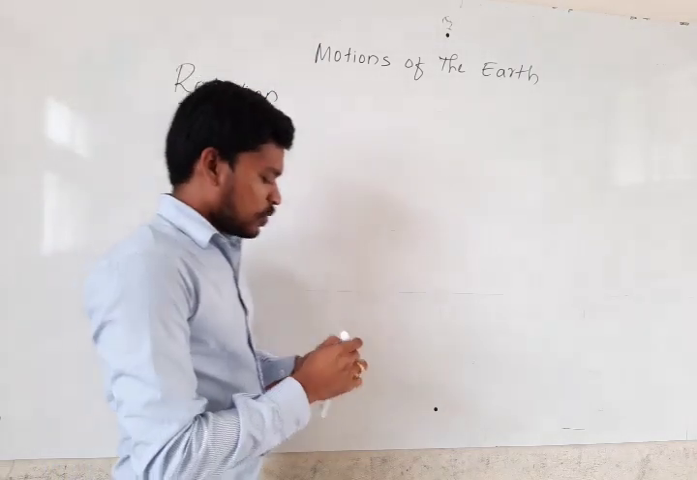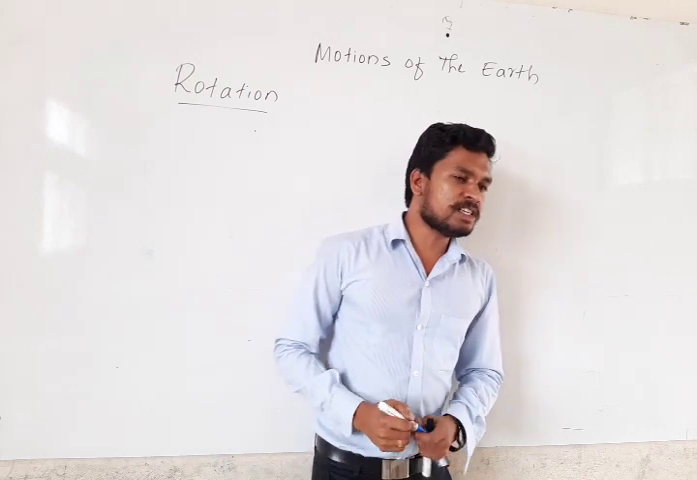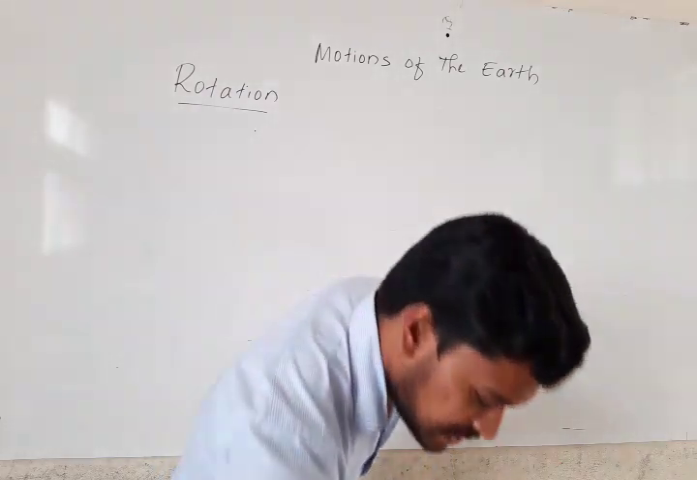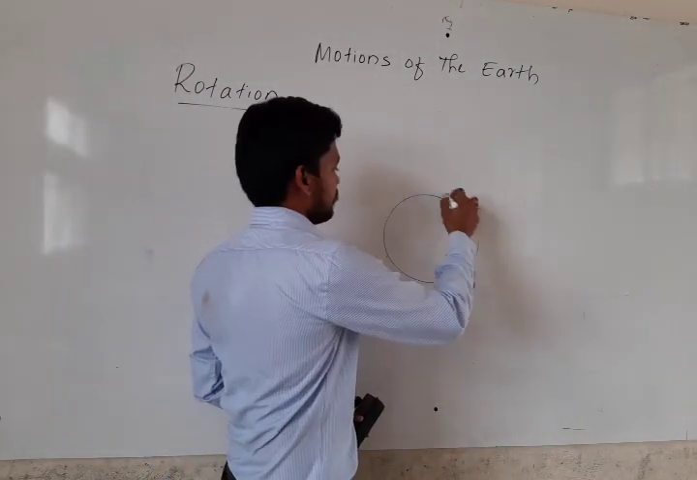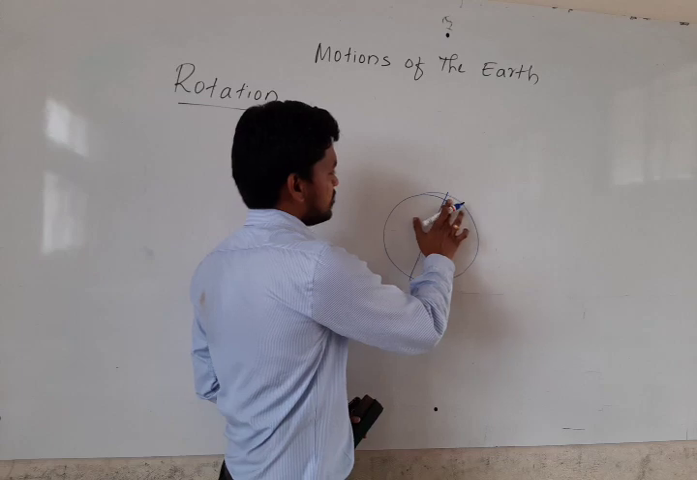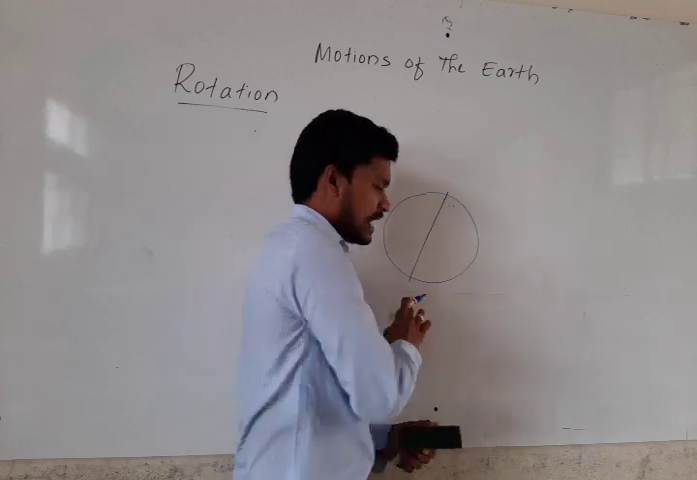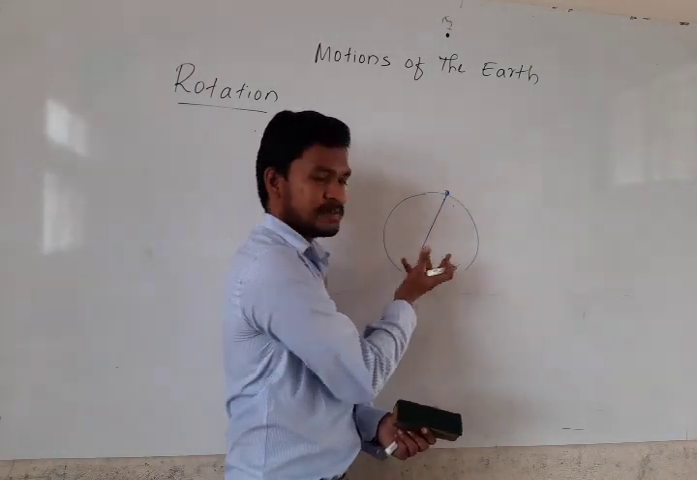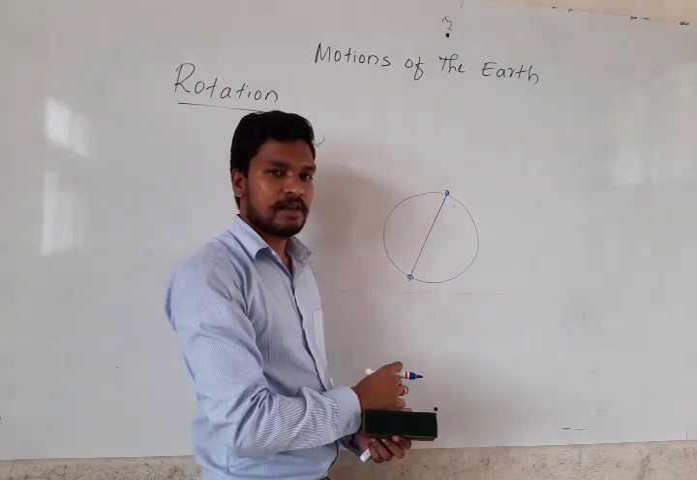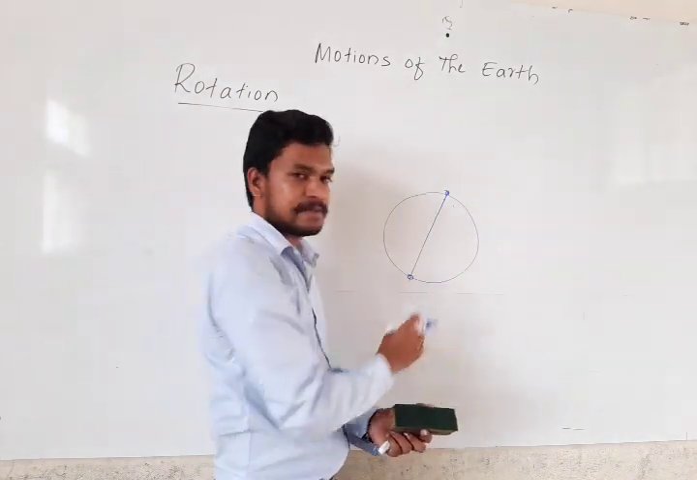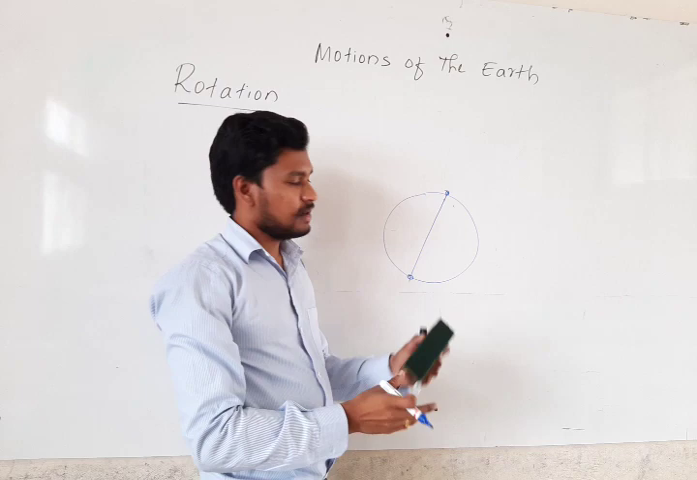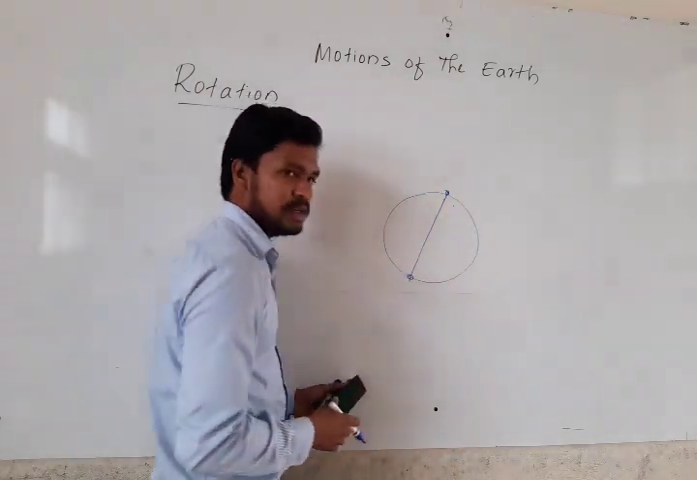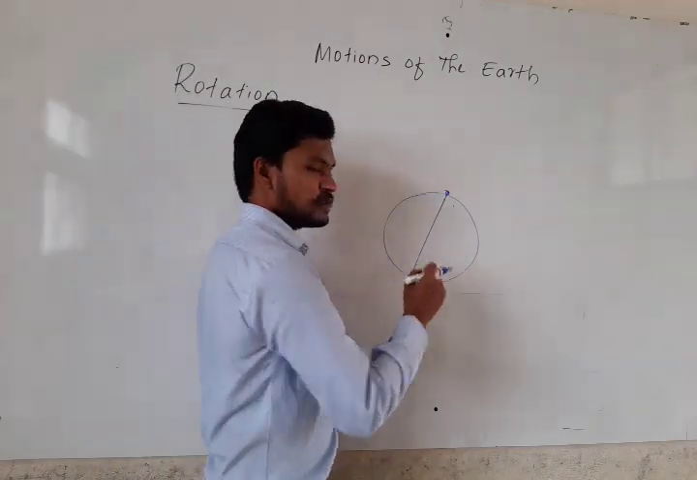Rotation. What is rotation? The movement of the earth on its axis. What is that axis? The axis is an imaginary line. Here we have the earth and its axis. Actually, this axis is not really there. We have the South Pole and the North Pole, and it rotates around the center like this, so it's called the axis. But it's not really found. It's an imaginary line. The movement of the earth on its axis is called rotation.